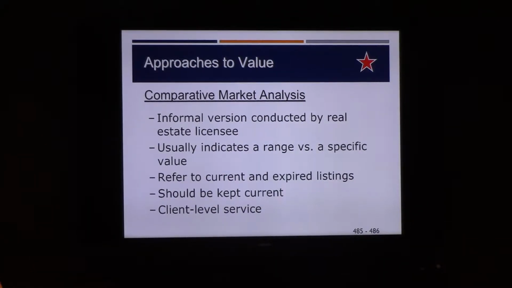And then finally finishing up the CMA approach, the informal version conducted by a real estate agent. Are you guys ever going to use the word appraisal? No. Are you ever going to use the word value? No, because those words are used by whom? Appraisers. You can usually indicate a range of value. It's not important that you say a specific price.